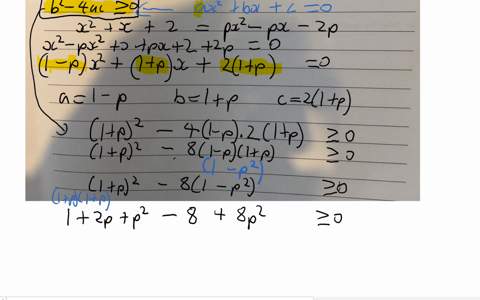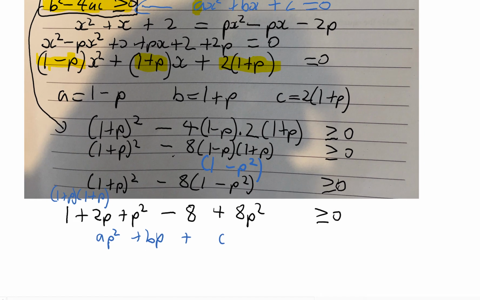Okay, now I need to get it into a quadratic equation in simplest form, don't I? So again, I want ap squared plus bp, not the petrol station, plus c. So let's do that. So p squared terms, we've got p squared plus 8p squared, so that's going to be 9p squared. And then we've got our p terms, which is just 2p, minus 7 is greater than or equal to 0.